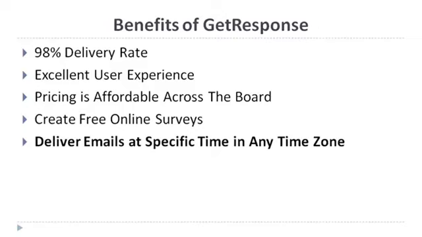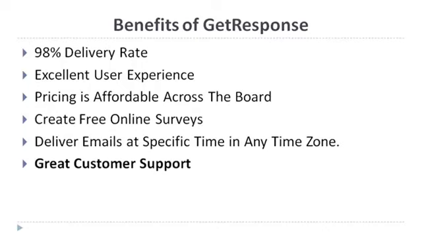You can deliver emails at a specific time in any time zone. It's called world time and can be very important if you have international subscribers. For example, if you want to send out an email at exactly 12 noon, regardless of where they live, then you'll want to use this feature. GetResponse has great customer support as well. When you need help, they're always there. The excellent how-to videos walk you through every part of the system, so you always have the help and guidance that you need.